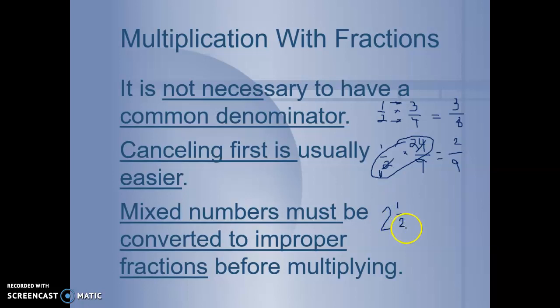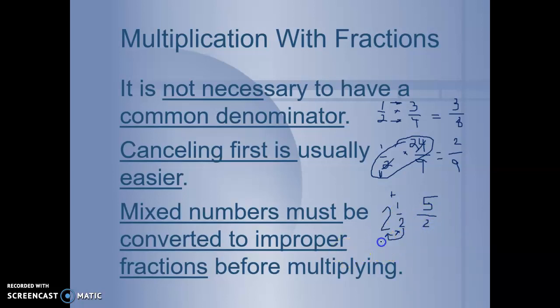To convert that to an improper fraction, the quick and easy way is multiply the denominator times the whole number and add the numerator. 2 times 2 is 4, and 4 plus 1 is 5. And then our denominator stays the same, 5/2.